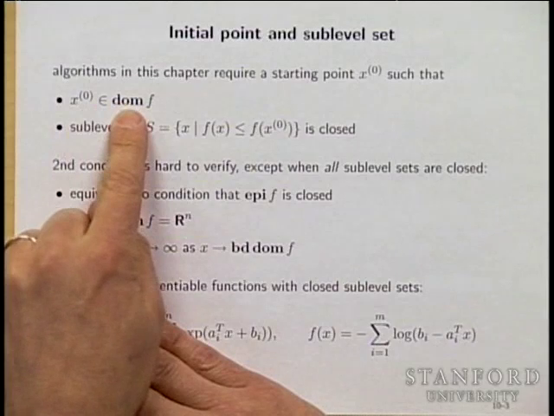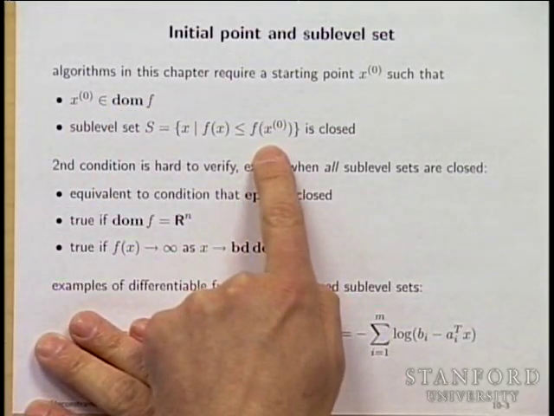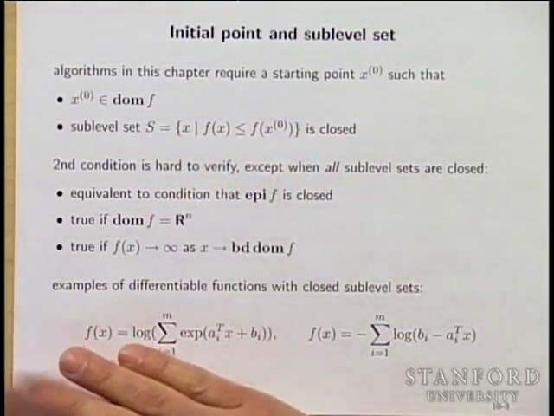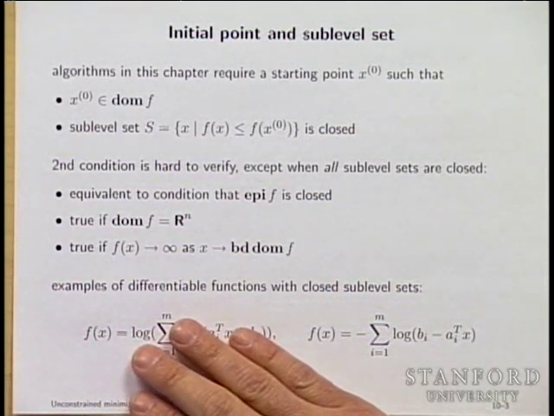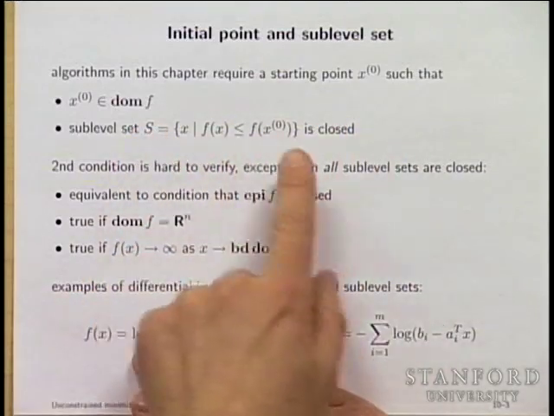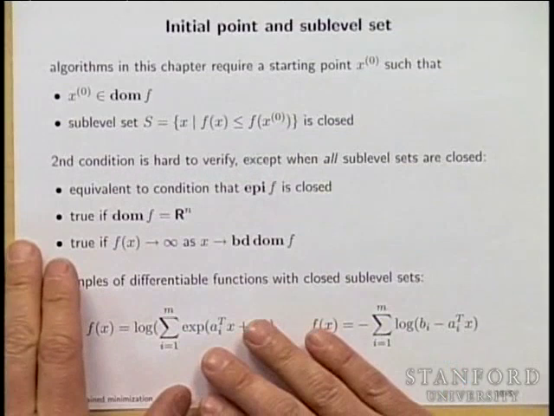Okay, so we'll assume the following, that we have a starting point. You have to have a point in the domain of the function. And we're going to assume that the sublevel set is closed. Now, these are mostly technical conditions. There are a few real problems where you would have things like this wrong unless you're very, very careful about it. One would be entropy, but we'll get to those later.